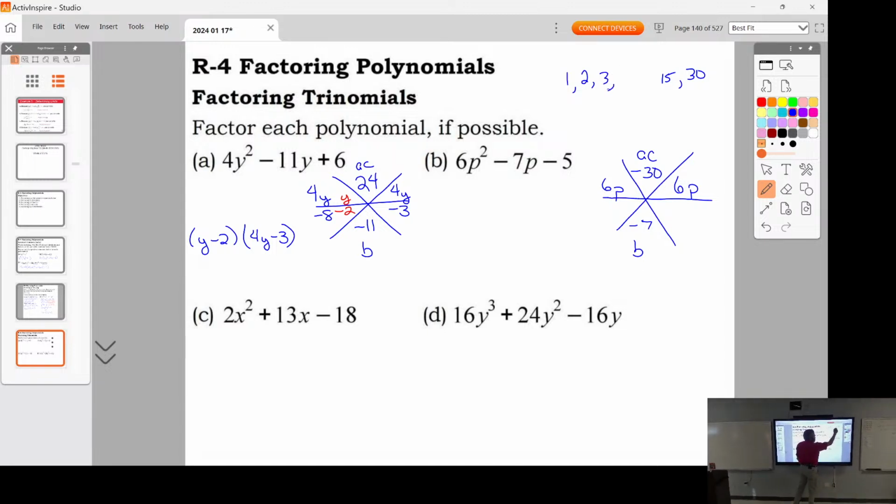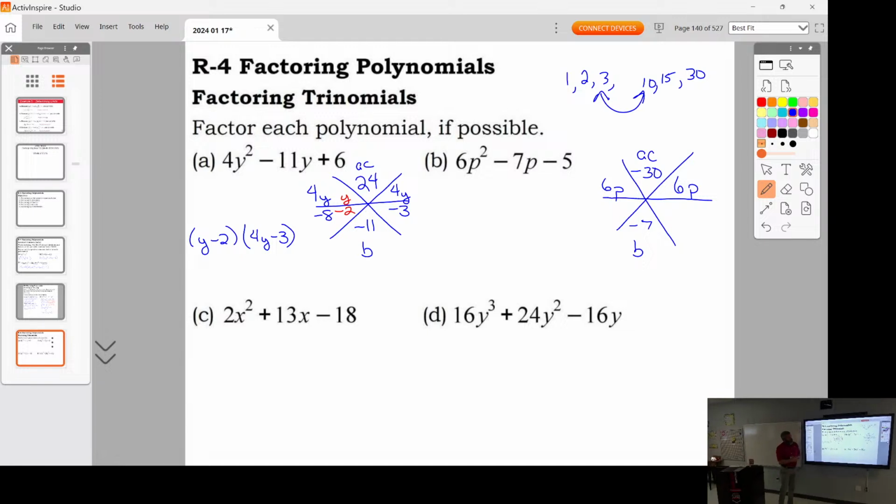3 times 10. 3 times 10 is 30. Okay, so we're looking good. We don't have to go further. We don't have to worry about 5 and 6. So how can I make 3 times 10 be a negative 30, and then a 3 with a 10 get a negative 7? Okay, bigger number's got to be negative. Is that going to work? Okay. And we write those in either place. It doesn't matter. 3 and negative 10.